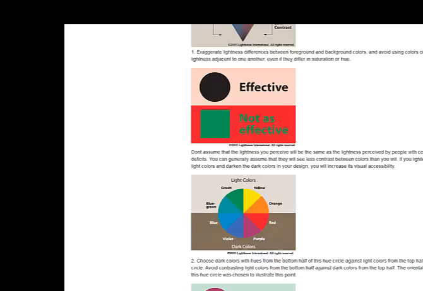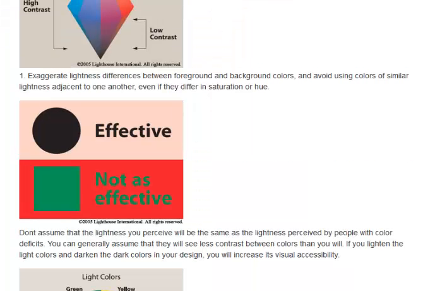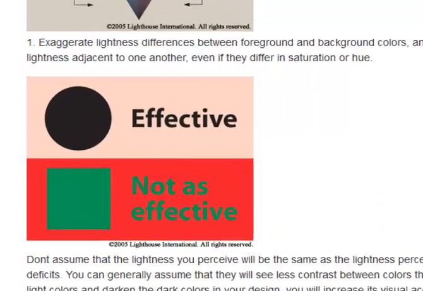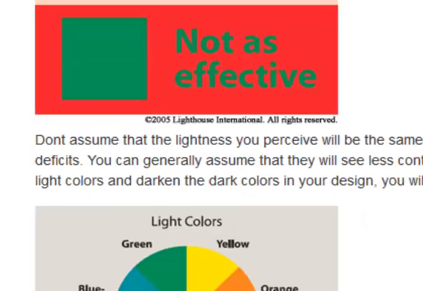One tip that they give is to exaggerate lightness differences between foreground and background, to avoid using colors with similar lightness adjacent to one another, even if they differ in saturation or hue. They've got a significant number of high quality examples here. So in this case, the top here is a really good example of having that lightness and darkness difference in the color, where the red and green is a very bad example. In fact, that even hurts my eyes a bit to look at.